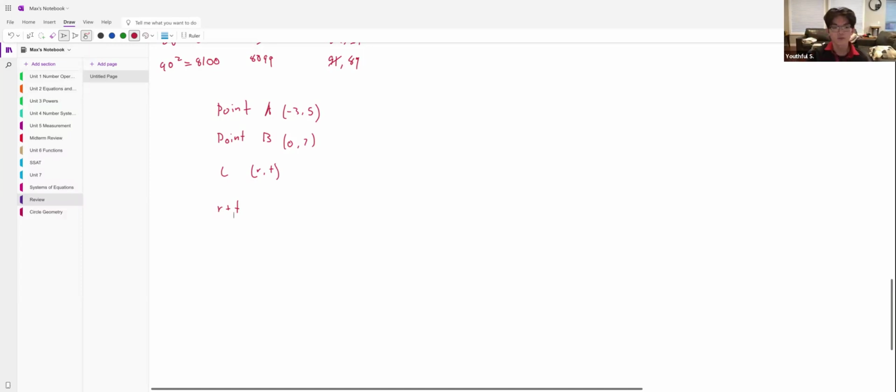You're trying to find R plus T. So point C is at coordinate R, T, right? So then you're trying to find R plus T.